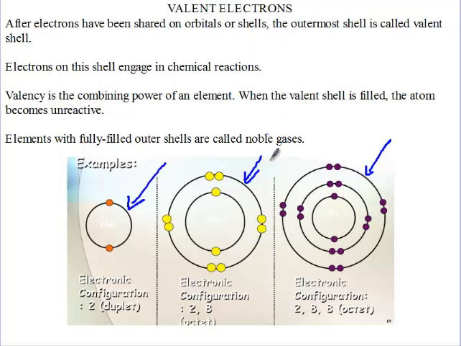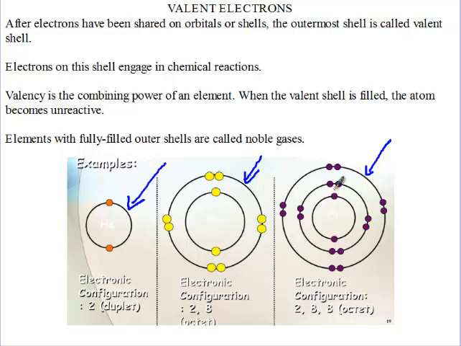Now the electrons on these valence shells are what we call the valence electrons. And then these are the electrons that engage in chemical reactions. When we get to chemical reactions, you're going to see this in detail. But the electrons that are on the valence shell are what we call the valence electrons.